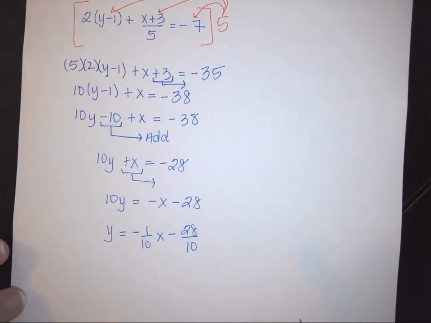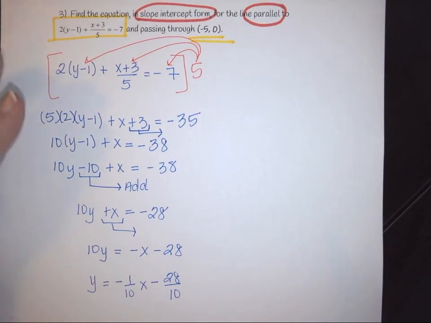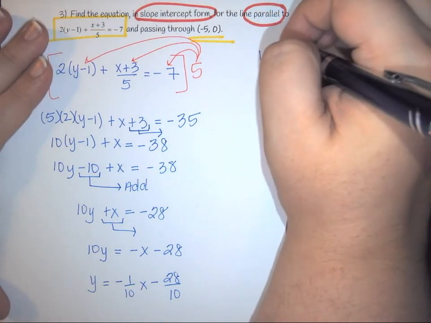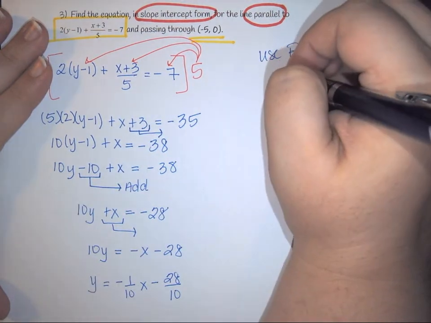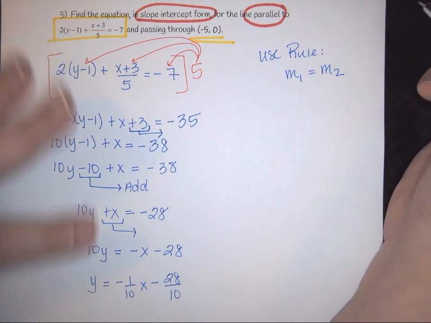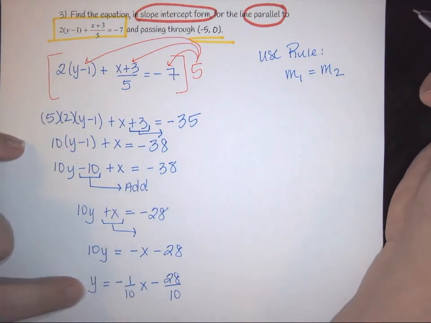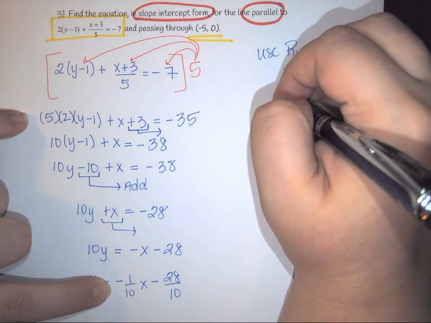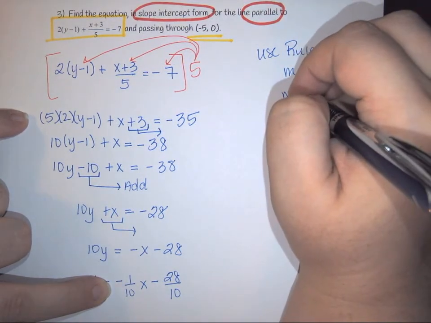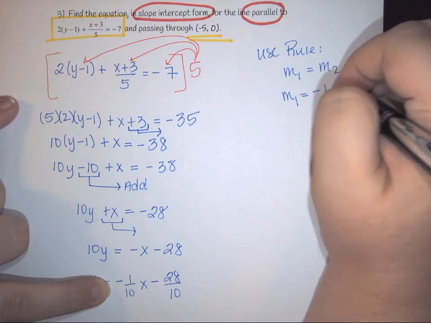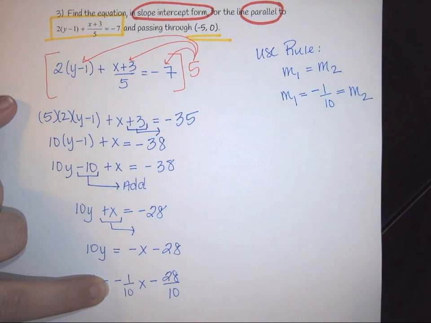Now in this case, I want a line that is parallel. So I have to use the rule that my first slope equals my second slope. So here, if I want to find a line that is parallel, then the slope that I am using is that my first slope is negative 1/10. Therefore, by the rule, that's also my new slope.